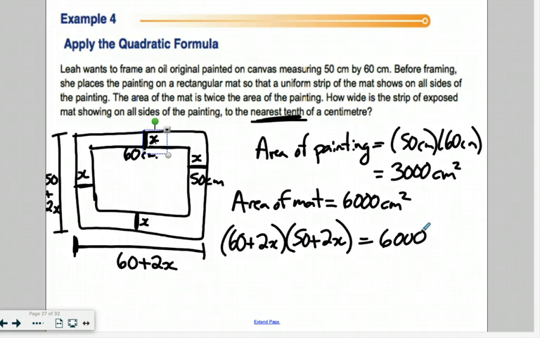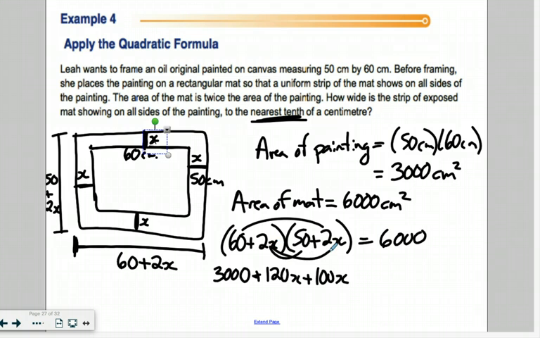Okay? This does look like it's in factored form, but I can't solve it like this because it's not set equal to 0. I can't just take each of those factors and set it equal to 0 because it's equal to 6,000. So my strategy at this point now is to expand those out and get a quadratic. Right? So 50 times 60 is 3,000. 60 times 2x is going to be 120x. 2x times 50 is 100x. 2x times 2x is 4x squared, and that equals 6,000.